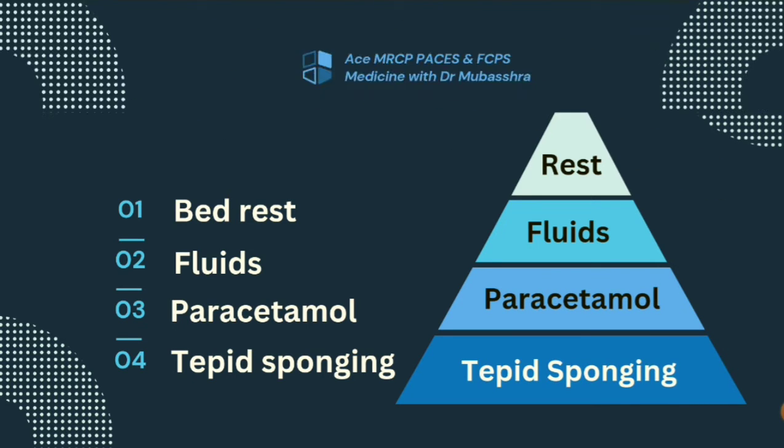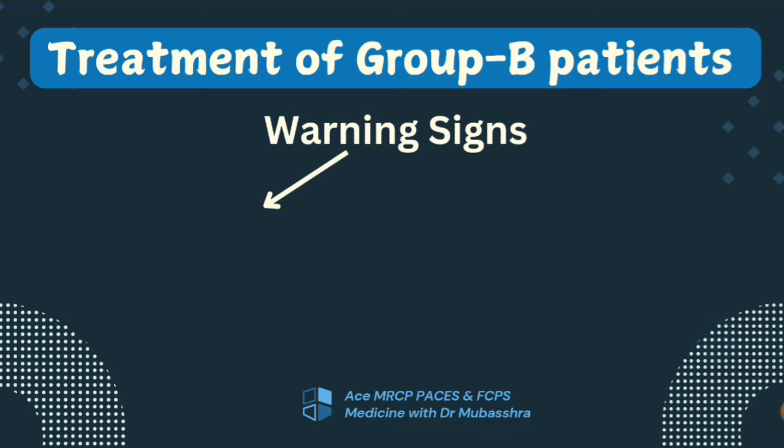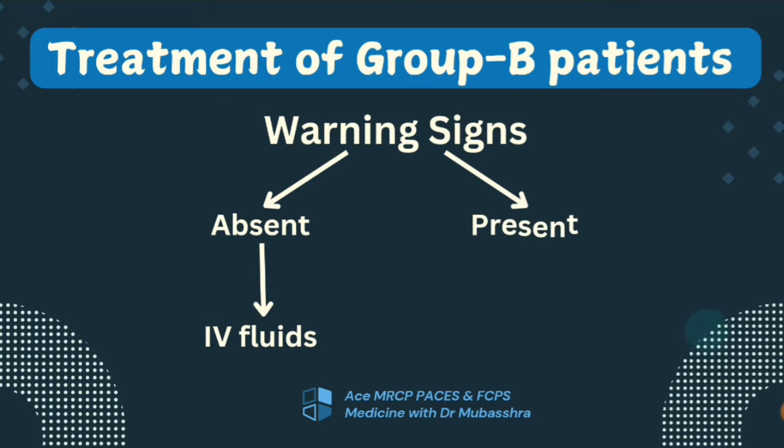Now let's discuss the treatment of Group B patients. First of all, we will look for warning signs. If the warning signs are absent, then we will give the patient fluids in the form of IV fluids or oral fluids. But if the warning signs are present, then we will advise baseline hematocrit.